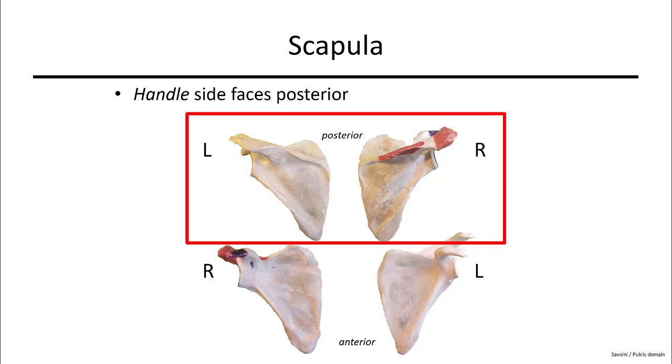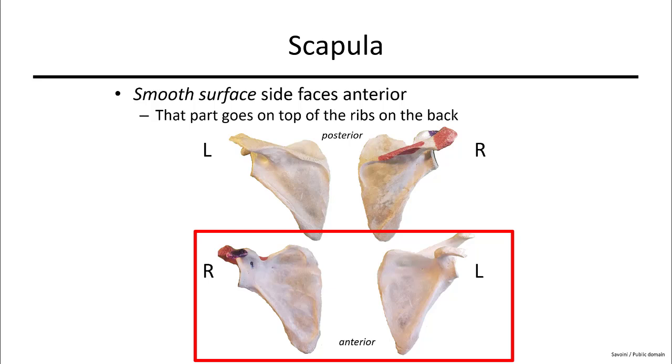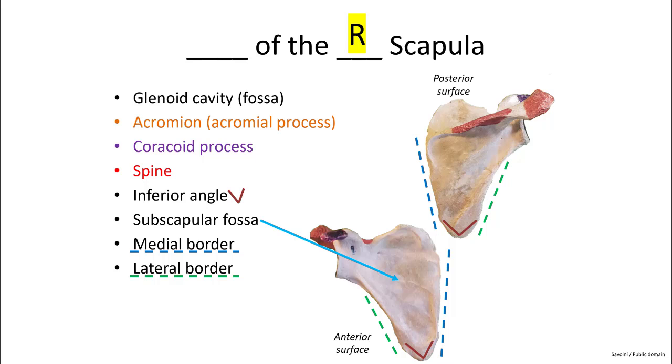So in this posterior view, we can see the handle is going to face posteriorly, where the socket is going to face laterally, whether it's right or left. In this case, this is the anterior view. It's a smooth surface. This surface is actually going to be against the torso. So these portions are resting against the ribs. And again, we can see the right and left. In this image, we have a right scapula. So that's been inserted in the terminology portion.